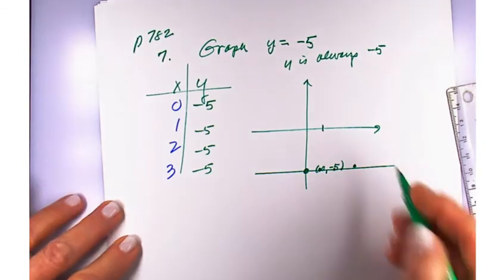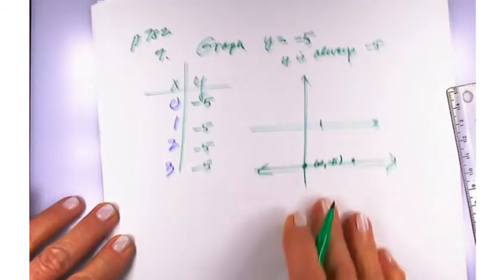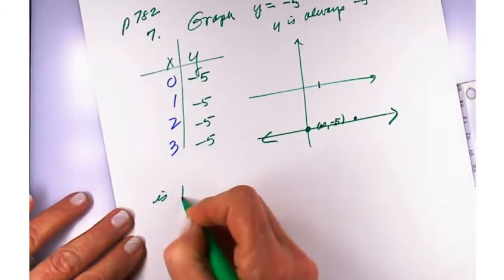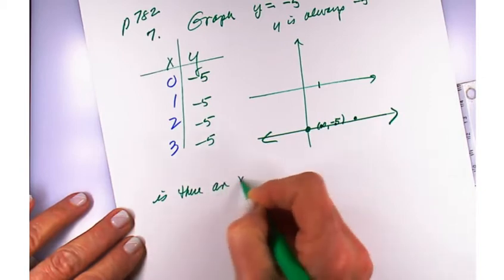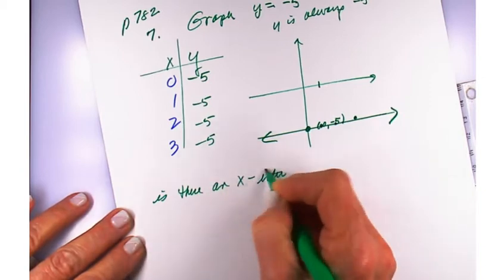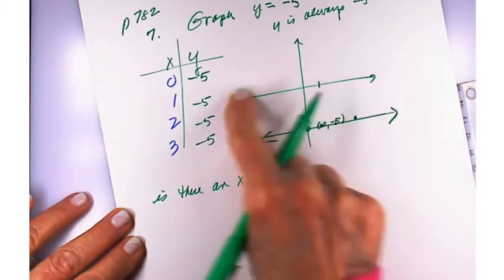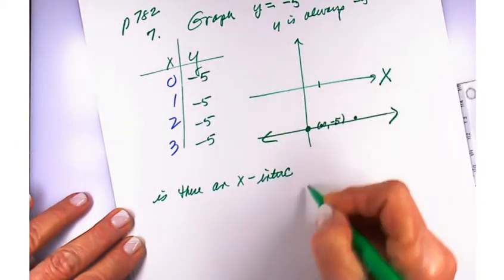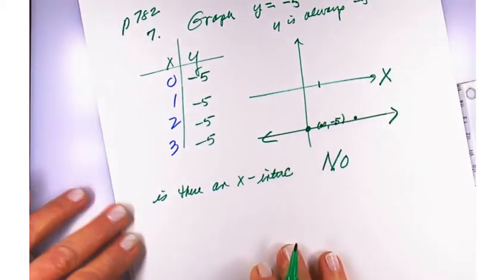So the question says, is there an x-intercept? Well, there's no way. It does not cross the x-axis. The answer is no, not at all.